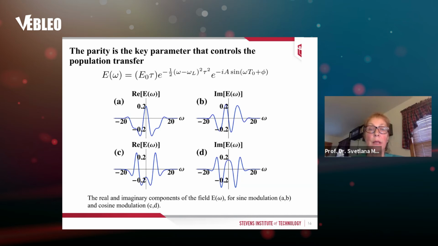Here the real and imaginary components of the field are shown for the sine modulation, A and B, and the cosine modulation, C and D. The asymmetry is observed in figure B, the imaginary part of the field, that induces a different interference pattern in the molecules, resulting in the creation of a quasi-dark state and complete population transfer to the target state, as opposed to the dynamics induced by the cosine modulation, which is an even chirp.